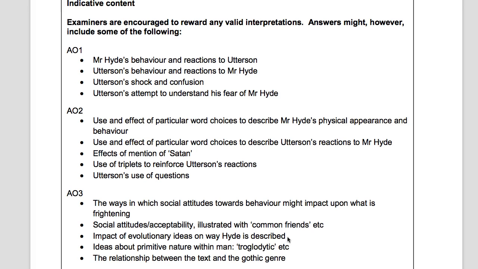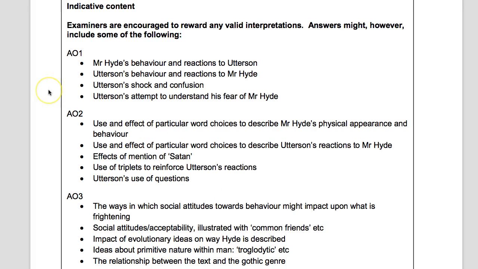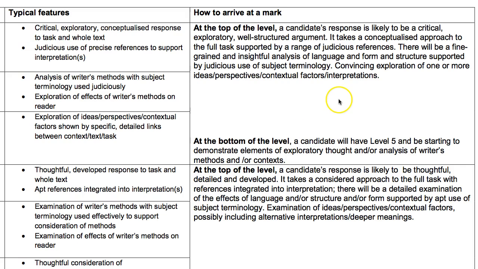So when it comes to the novel, and this isn't just with Jekyll and Hyde, by the way, focus on the themes in your revision, what the author's purpose is, and that will guarantee that you get into the top mark. Well, let's leave this video by coming away from the indicative comment and going to the actual way that the examiner will come to their mark.